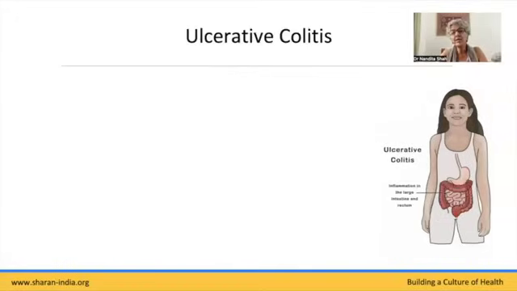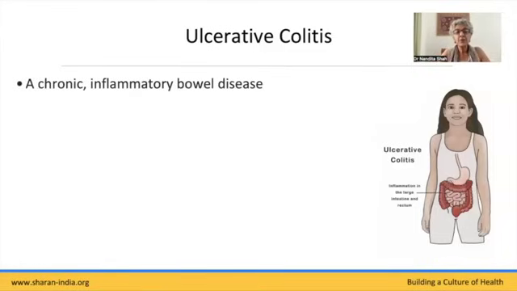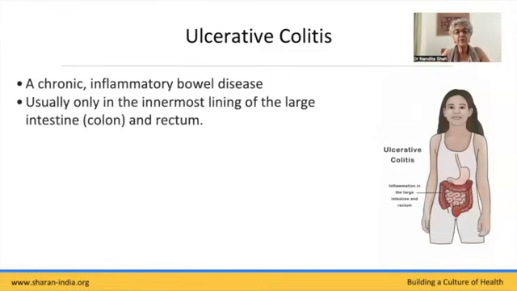Now, as opposed to that, ulcerative colitis, as the name suggests, colitis means inflammation of the colon. So the large intestine is affected by ulcerative colitis, and there is inflammation of the inner lining of the large intestine and even ulceration. So it's a chronic inflammatory bowel disease that usually only affects the innermost lining of the intestine, but it can be so inflamed that you may not be able to eat raw food easily.